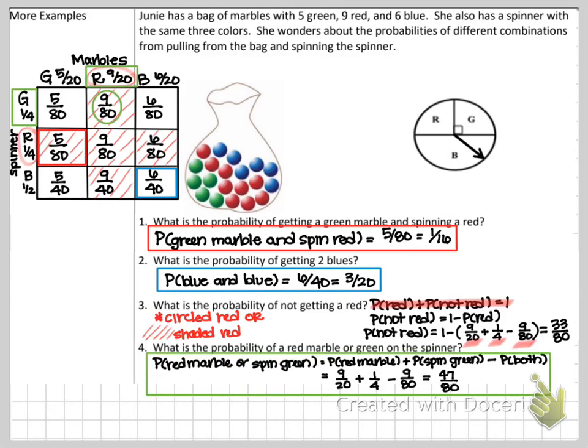And then our last question. So probability of red marble or green spin. So we're going to separate them because there is an overlap. Probability of red marble, if you look back in the table, I boxed it in green, is 9/20. Then the probability of spinning green, boxed it in green, that's 1/4. But then because that row and that column overlap each other, we have a double count. And the double count I circled in green, that's the 9/80. So then if I go through and I combine these, get a common denominator, I will get 47/80.